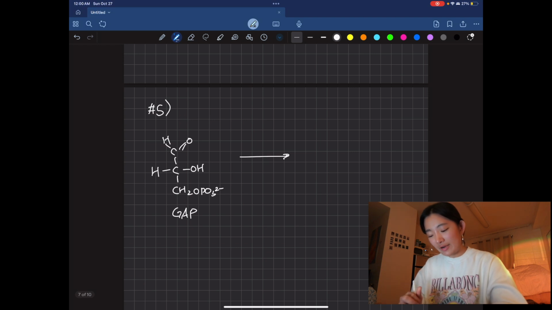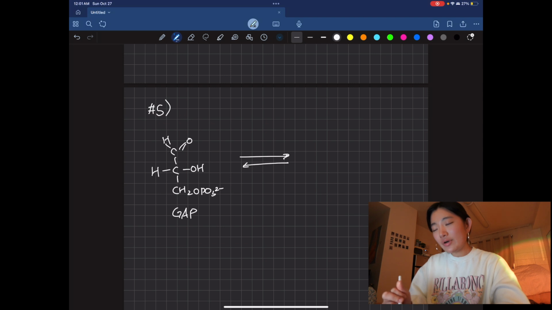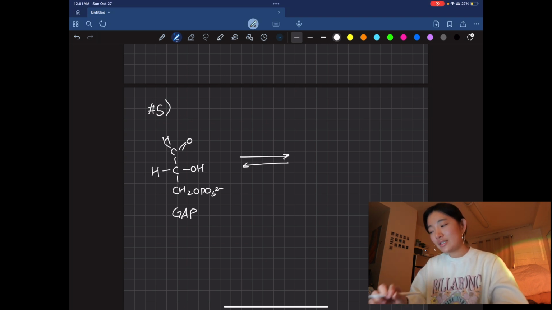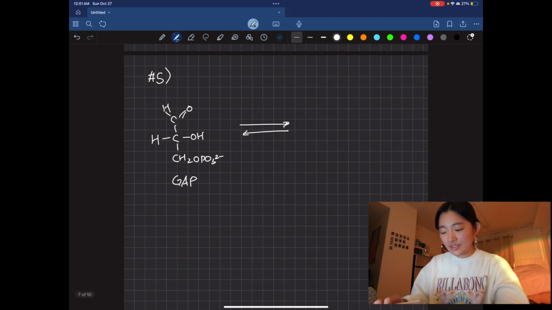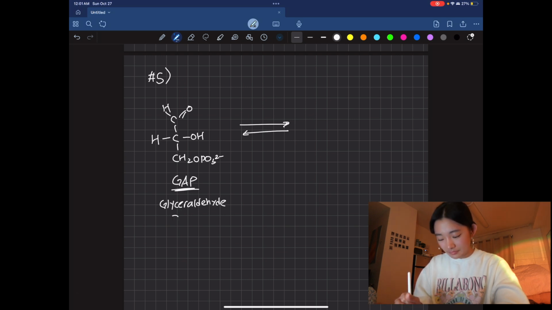So in reaction number 5, we're going to take the GAP molecule and we're going to oxidize it. The name of the enzyme that does this is, bear with me, glyceraldehyde 3-phosphate dehydrogenase. But realize that it's actually literally just a substrate name because GAP stands for what? Glyceraldehyde 3-phosphate, right?